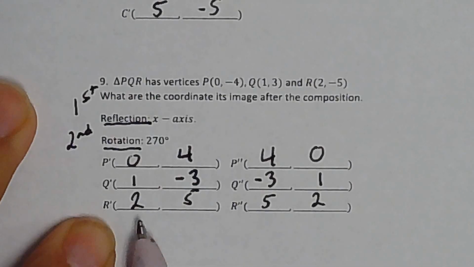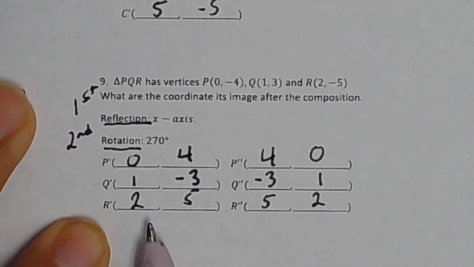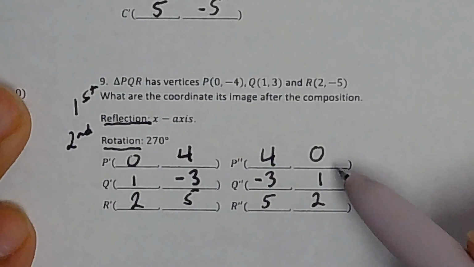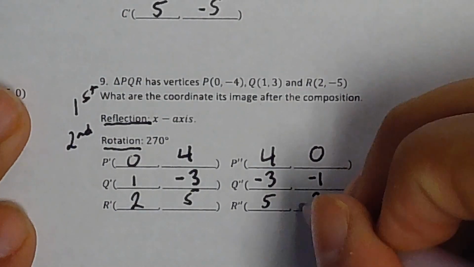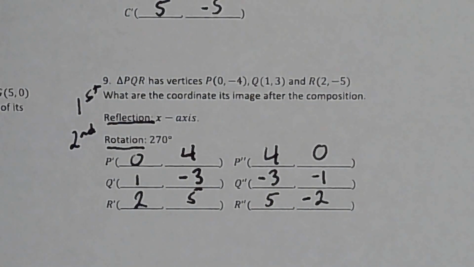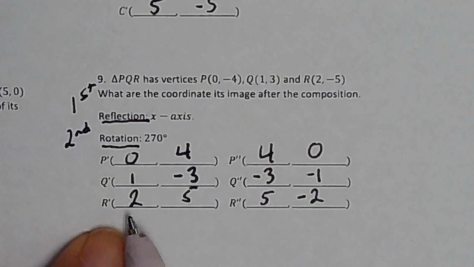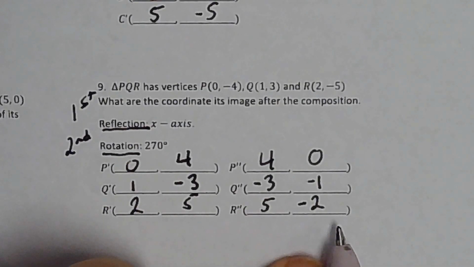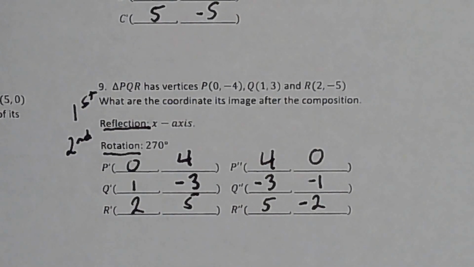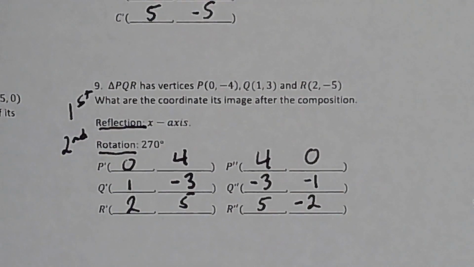My original x's were 0, 1, and 2. So those are the signs that I have to change. 0 stays the same. It can't have a negative. These become negatives because they were positive before. So because those were my original x's, they now changed. Any questions on number 9? Okay. All right, let's go to 11.